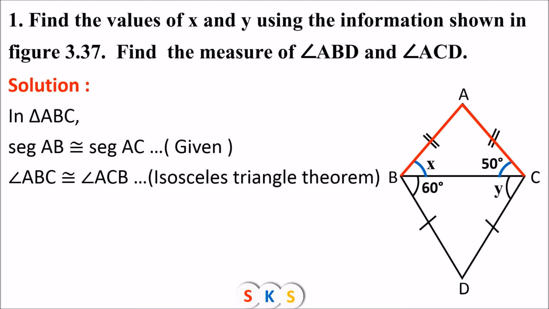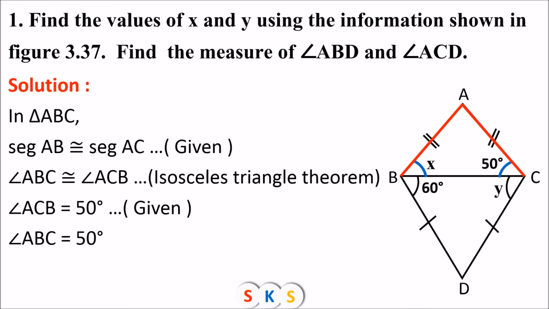Okay, look at this figure here. Angle ACB is 50 degrees, it's given. Therefore angle ABC equals 50 degrees, and you can see that in this figure angle ABC is denoted with the letter X. So here the value of X is 50 degrees.